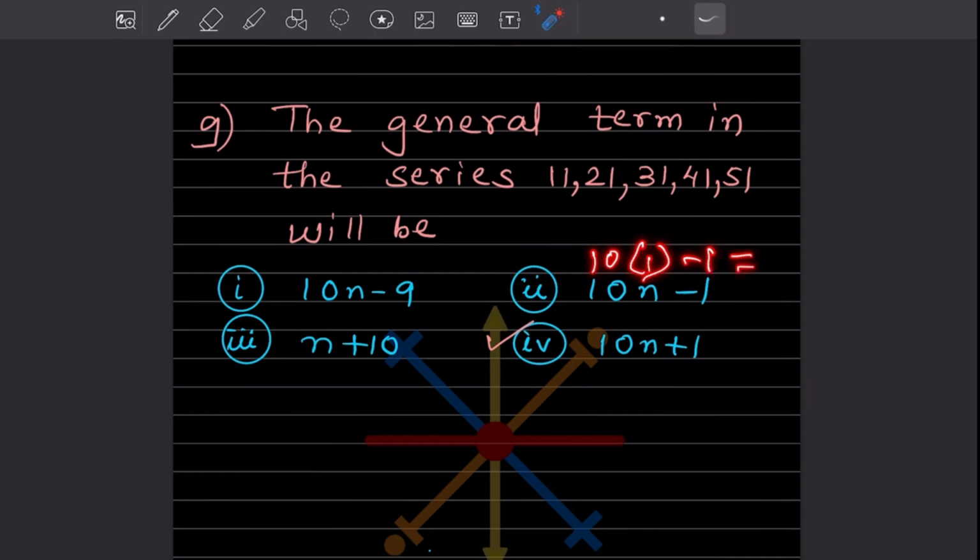10 minus 1 is 9. So again, this is not possible. Now let us go for this one. 1 plus 10. 1 plus 10 is 11. Okay, so now this is 11 and this also is 11.